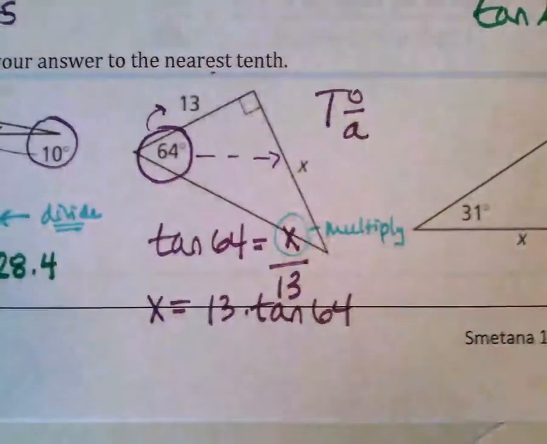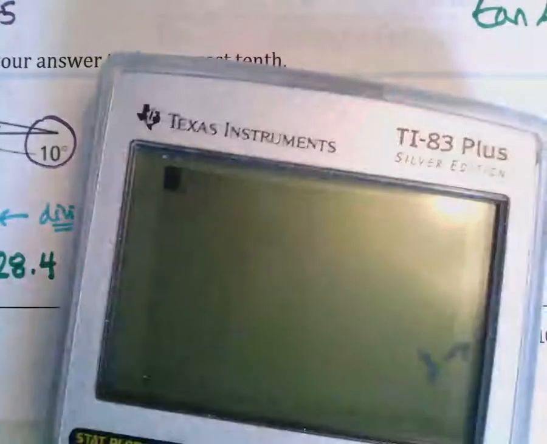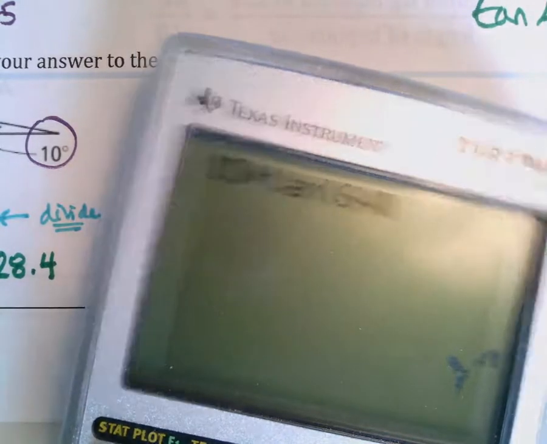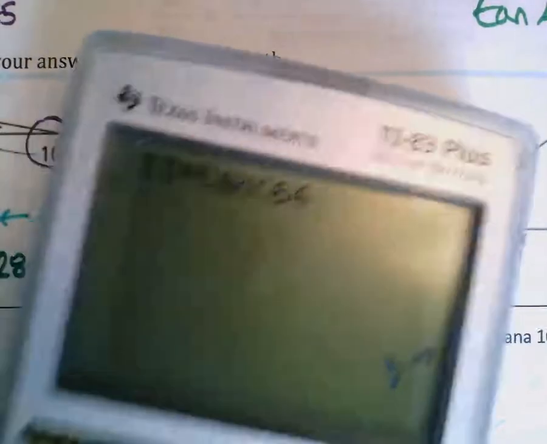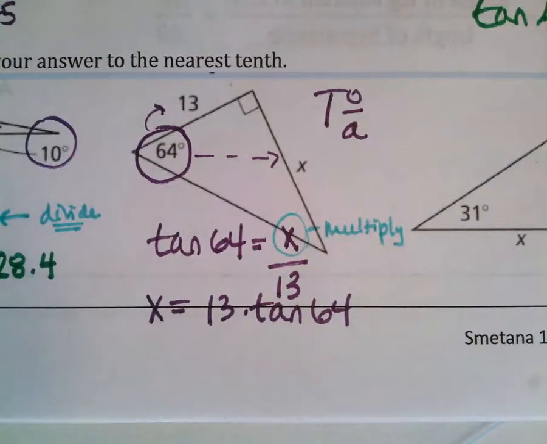Okay, if you don't put in the number first, you're going to get a funky answer because it's going to think you're actually doing tangent 64 times 13. And so it's going to multiply the 64 to the 13, then take the tangent. So make sure you do the number first. So 13 times tangent 64. Okay, hopefully you can see that. It was 64. Okay, and then you just hit enter, and there's your answer. So that side is 26.6, so 26.7.